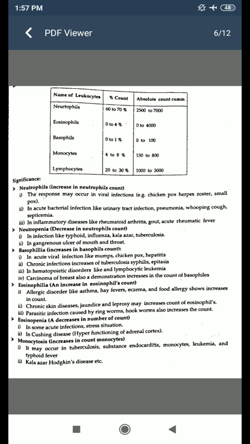Then clotting time. Clotting time is the in vitro testing of the hemostatic efficiency of the blood. It is the time required to clot the blood outside the body. The normal value of the clotting time ranges from 4 to 10 minutes. Then significance: an increase in the clotting time indicates hemophilia or presence of circulating anticoagulants. Okay, understand?